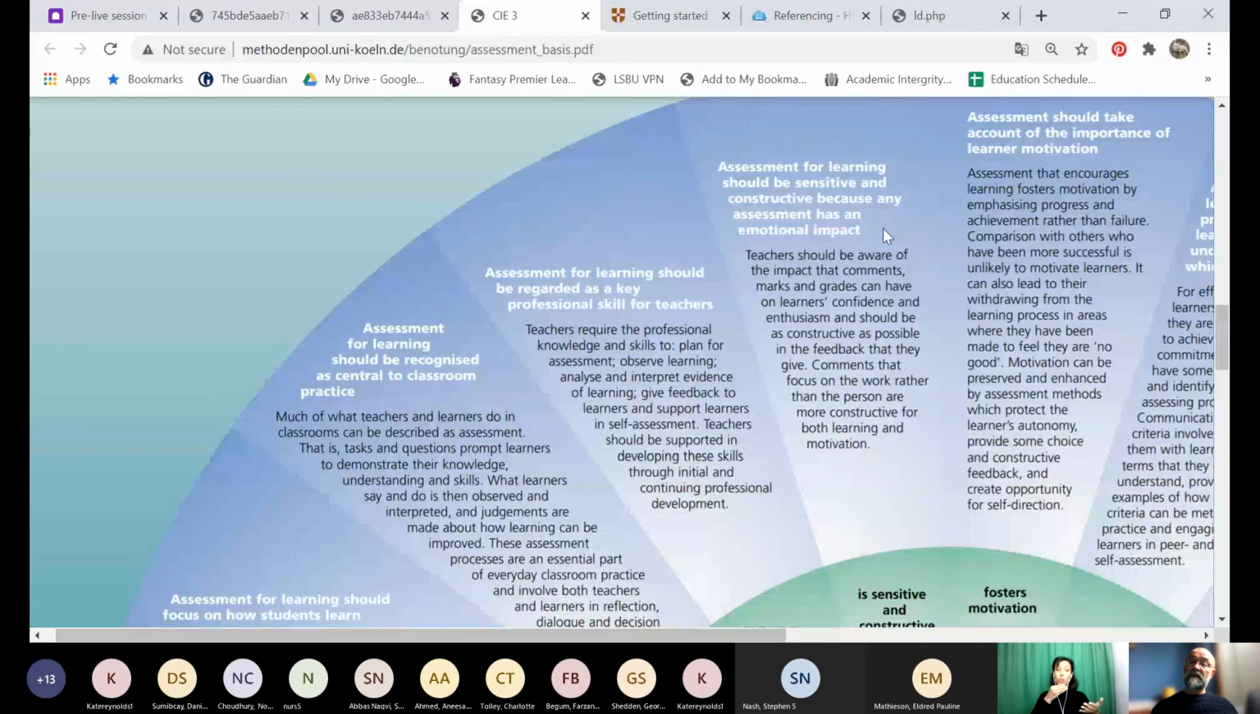Sensitive meaning understanding the needs of the pupil, understanding the potential emotional impact of their comments, and is the language that they use constructive? Is it giving something to the pupil that enables them to build on what they are doing? And there are lots of good examples in this particular document of the sorts of things you see in classrooms according to the Assessment Reform Group.